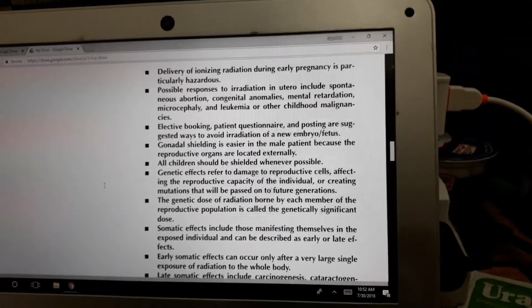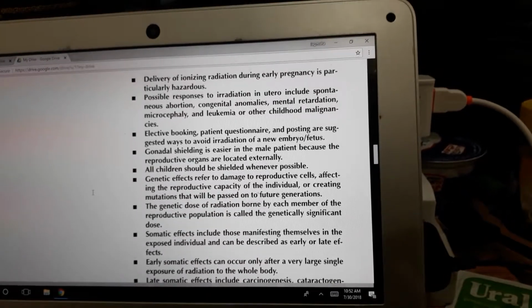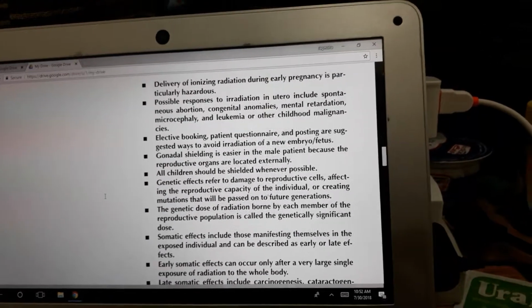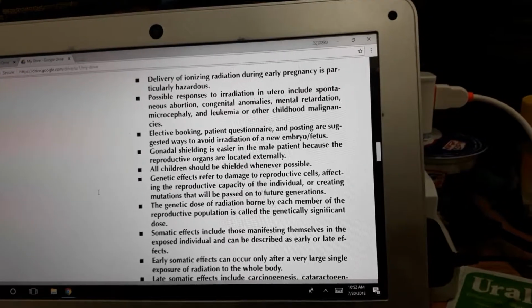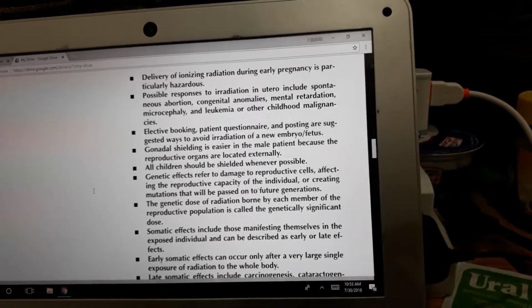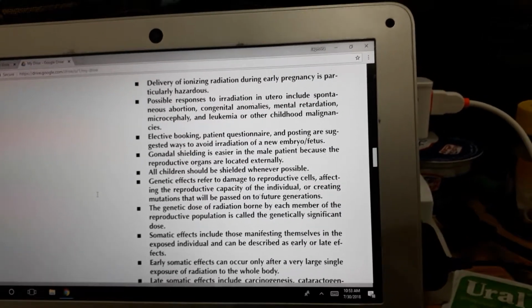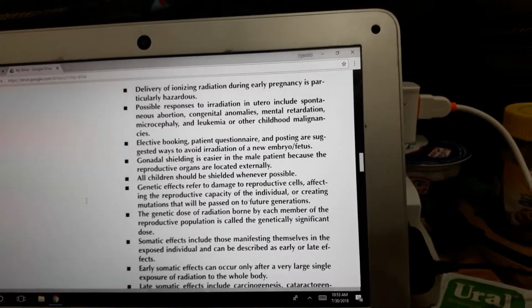Gonadal shielding is used for male patients because the reproductive organs are located externally. All children should be shielded whenever possible.